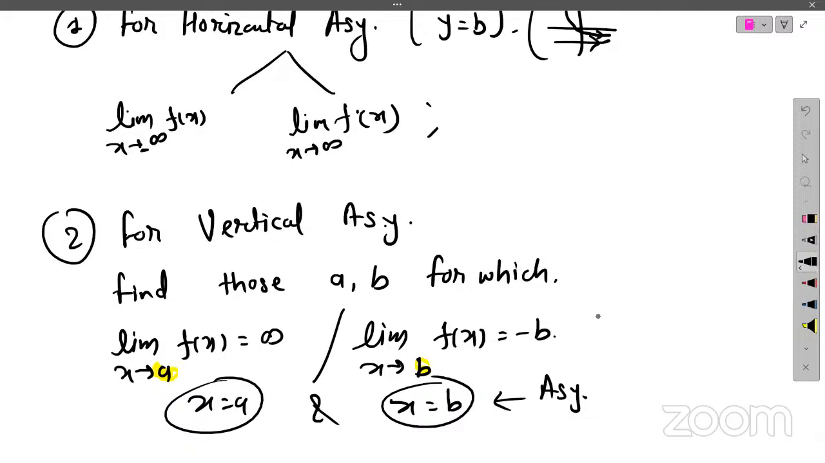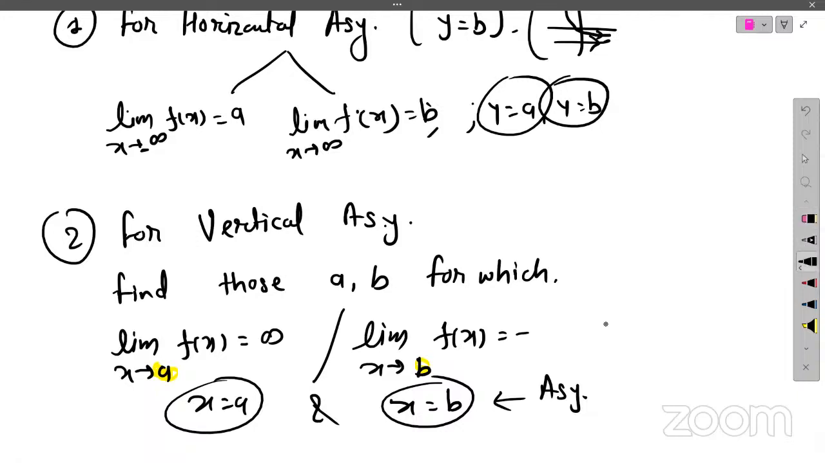And here, whatever the limit will be, suppose this limit is a and this limit is b, then the lines y equals a and y equals b will become asymptotes. Oh, sorry, I said minus x. Thank you.